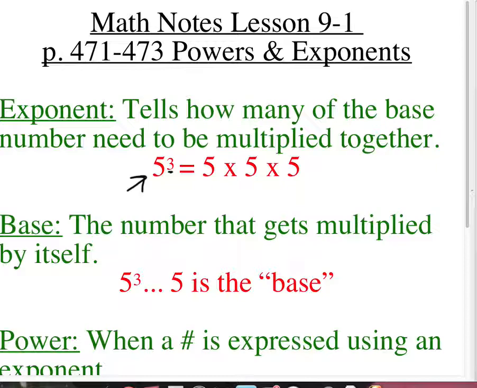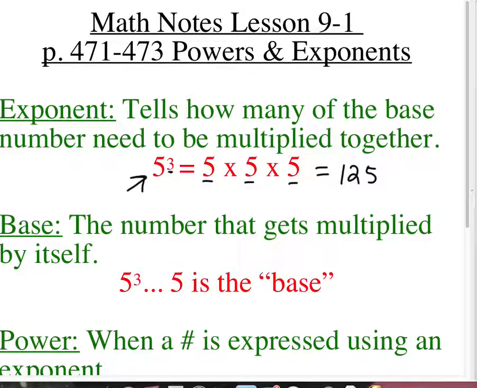Now we're not adding. This is not 5 plus 5 plus 5 is 15. And this is not 5 times 3 is 15. No. This is take 3 5s, 1, 2, 3, and multiply them together. And then actually the answer, if you were to do the math, would be 125.